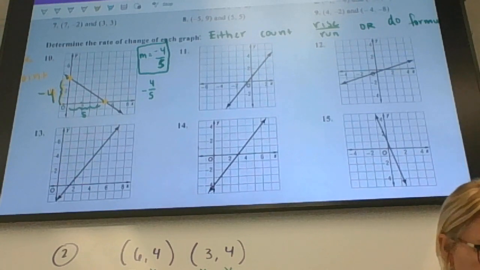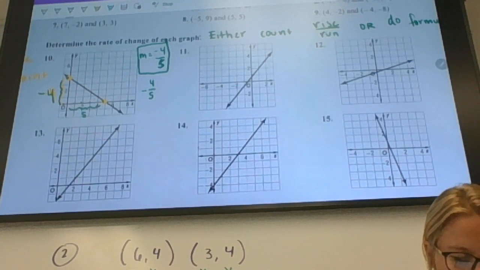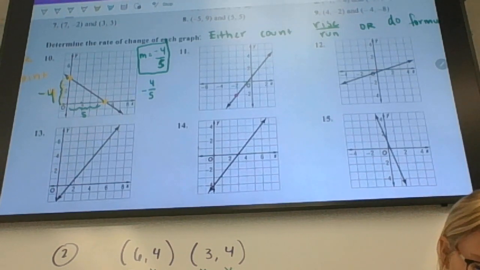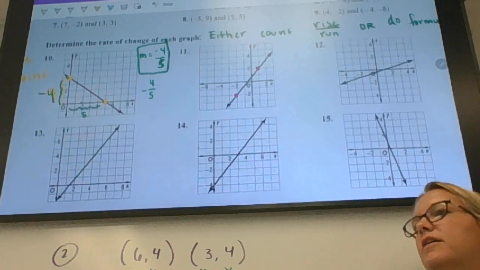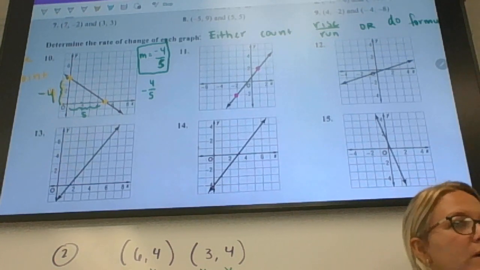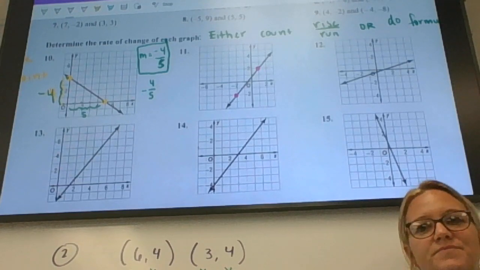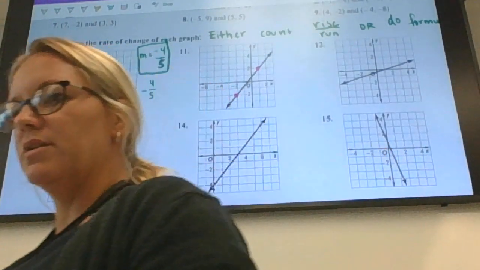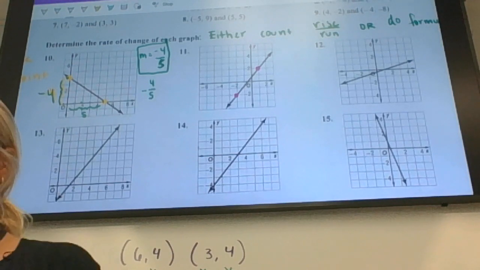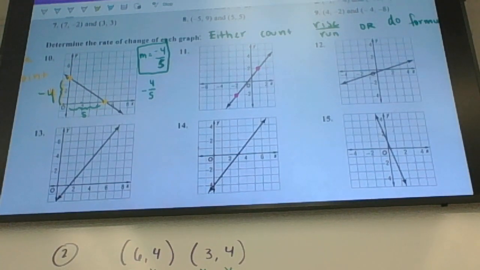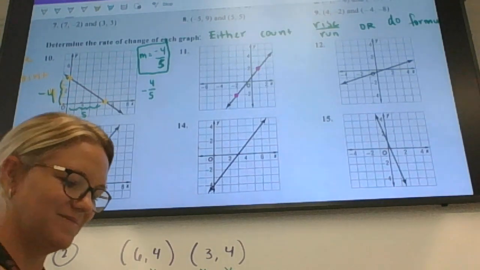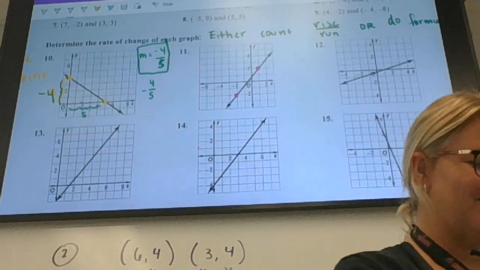Okay, let's pick points on number 11. If I was going to pick, I felt like really nice right on the grid line, I would pick this one here and this one here. Did everybody pick my same points? Which ones did you pick? Oh, you didn't. Well, those are the only two that fall perfectly at the crossroads of the graph. That one's a little bit off. Oh, I'm looking at the wrong answer.